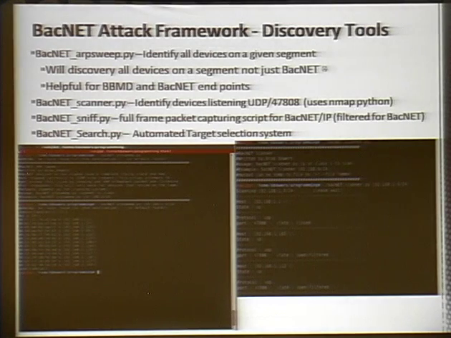And I missed something in the last slide that I wanted to say. All of these tools are built around the Scapy library. I don't remember the guy's name who created Scapy, but that is the coolest stuff for doing any kind of packet creation or packet generation. So next one's Bacnet Sniff. I'm going to talk more about that in the following slides, and of course Bacnet Search. This one uses a very popular search engine to identify certain websites that could be hosting Bacnet devices.